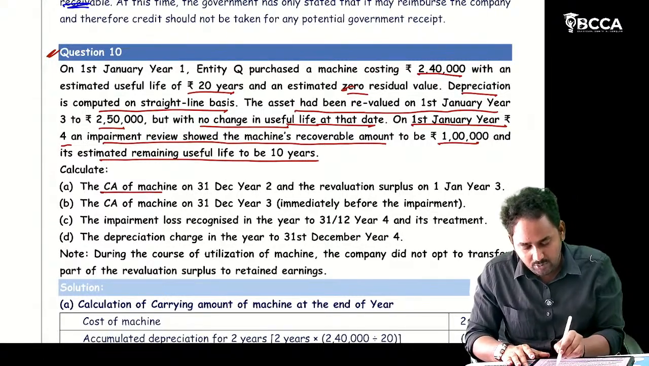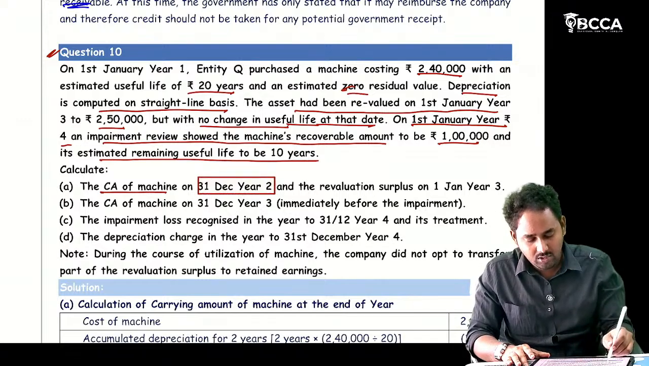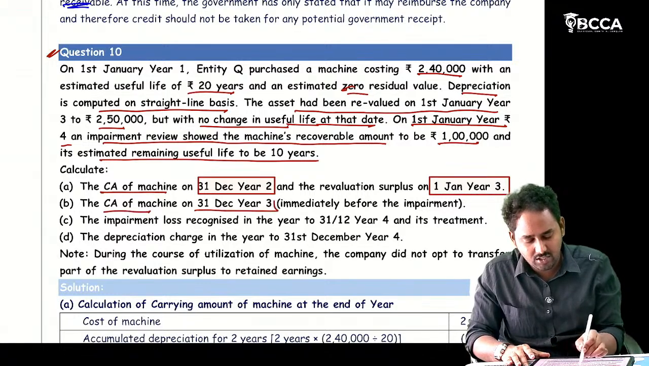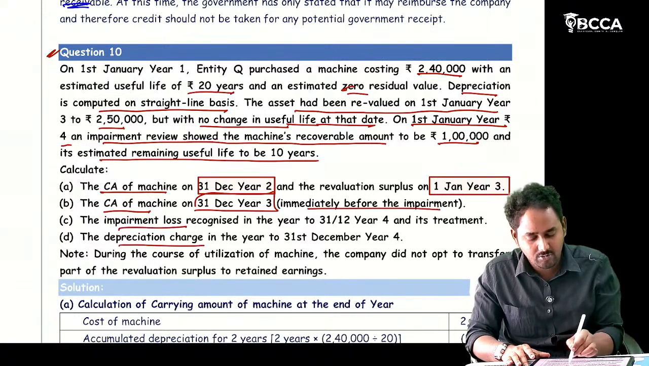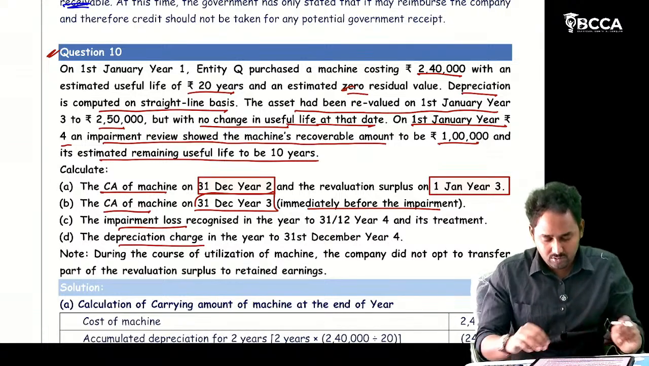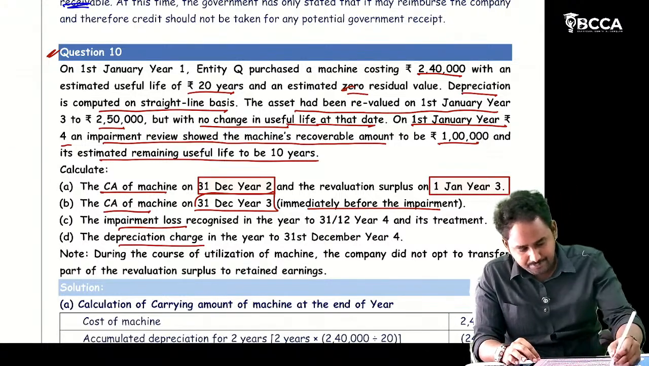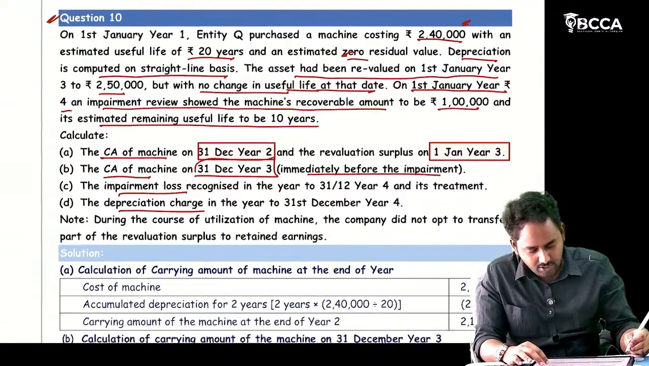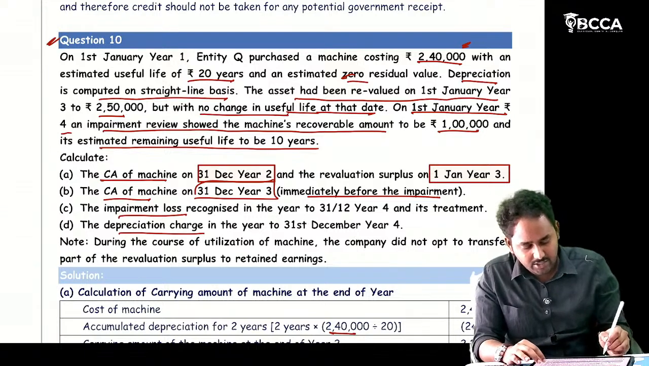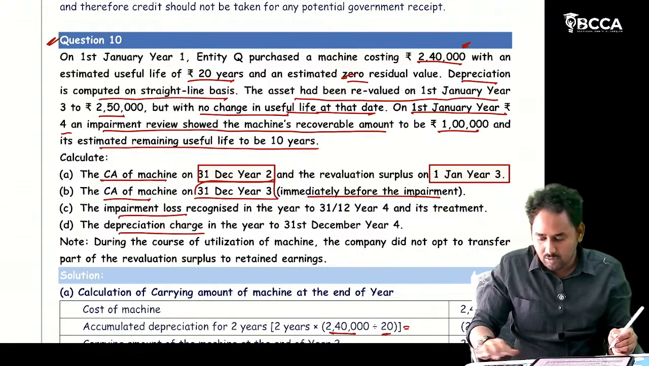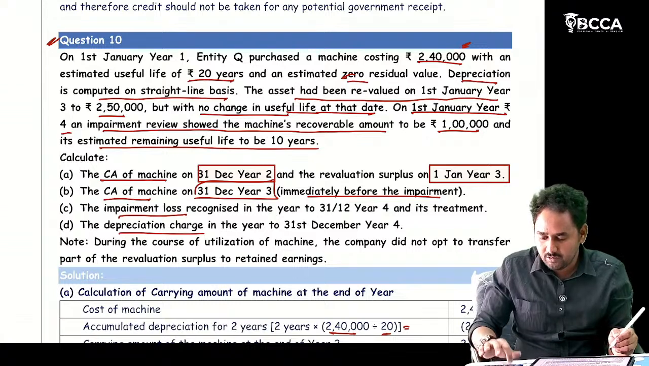The question asks: what is the carrying amount of the machine on 31st December year 2 and the revaluation surplus on 1st January year 3? What is the carrying amount of the machinery on 31st December year 3 immediately before the impairment? And what is the impairment loss and what is the depreciation? So what is the opening carrying amount? 240,000. And the depreciation formula: 240,000 divided by 20 years, I got 12,000.